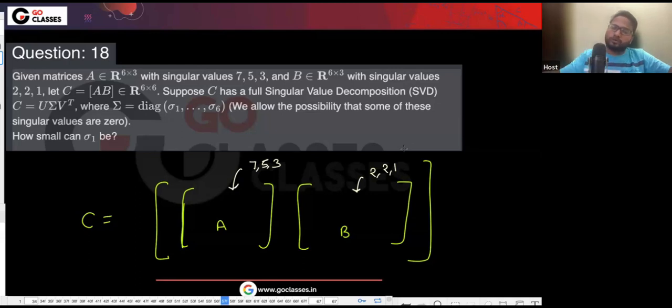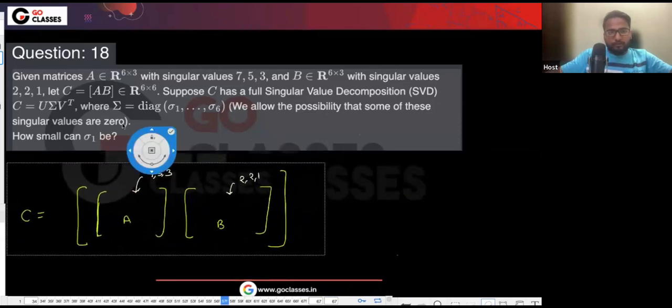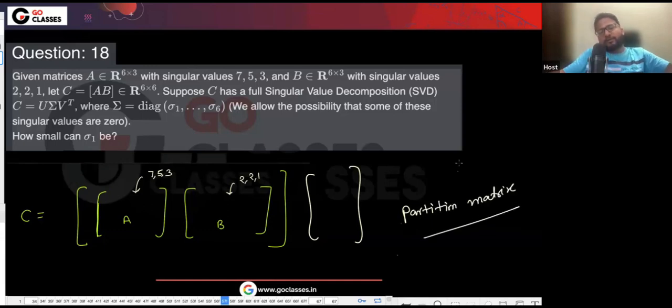So how can you do this question? Let's think about it. This is a little bit related to partition matrices, the way these matrices are written. So let me cover partition matrices, which is really easy, and then you will see how to multiply a vector with a partition matrix and so on. It's a small topic that I will cover tomorrow, and after that I will solve this question. Let's move to the next question for now.